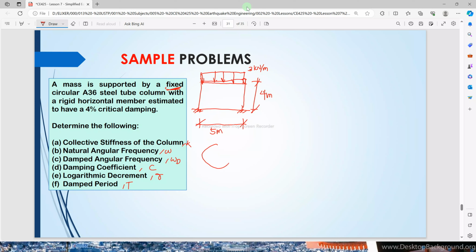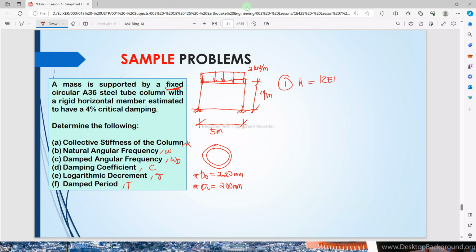So we have a circular steel tube with an outside diameter equal to 220 millimeters and an inside diameter equal to 200 millimeters. So we need to find K, right? So we have a property for each column. There are four columns, and then we have a property.